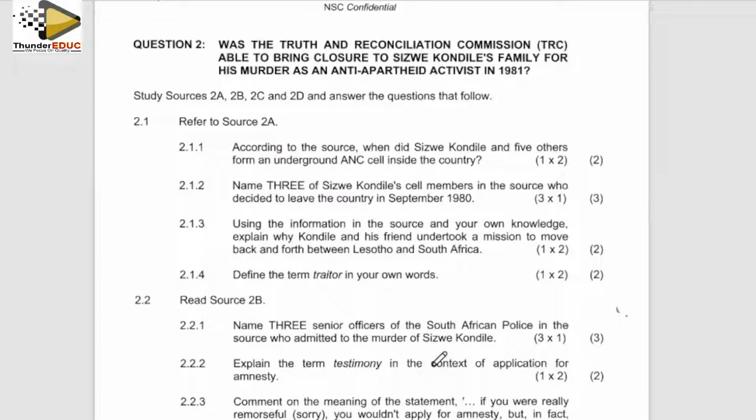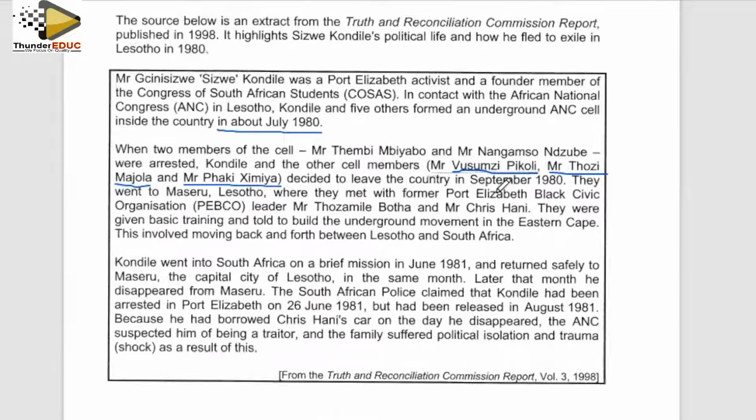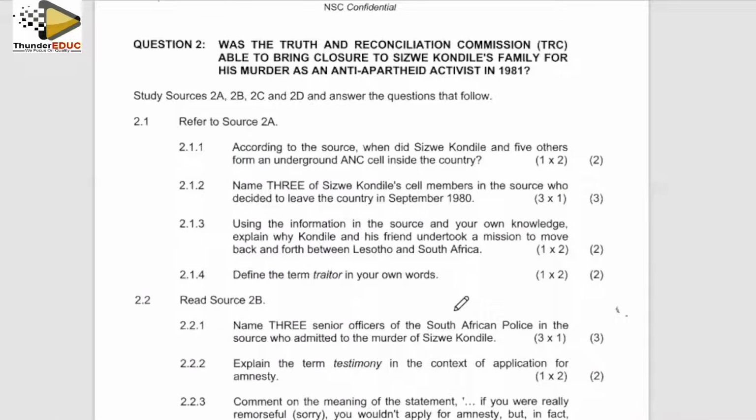Using the information in the source and your own knowledge, explain why Kondile and his friends undertook a mission to move back and forth between Lesotho and South Africa. Right, let's check. They were not stationed in either South Africa or Lesotho, but they were moving up and down, South Africa, Lesotho, South Africa, Lesotho. Why were they doing that? Right. It says here, they went to Maseru, Lesotho, where they met with former Port Elizabeth Black Civic Organization leader Mr. Tozamile Botha, and Mr. Chris Hani. They were given basic training and told to build the underground movement in the Eastern Cape. This involved moving back and forth between Lesotho and South Africa. So why were they supposed to move up and down between South Africa and Lesotho?